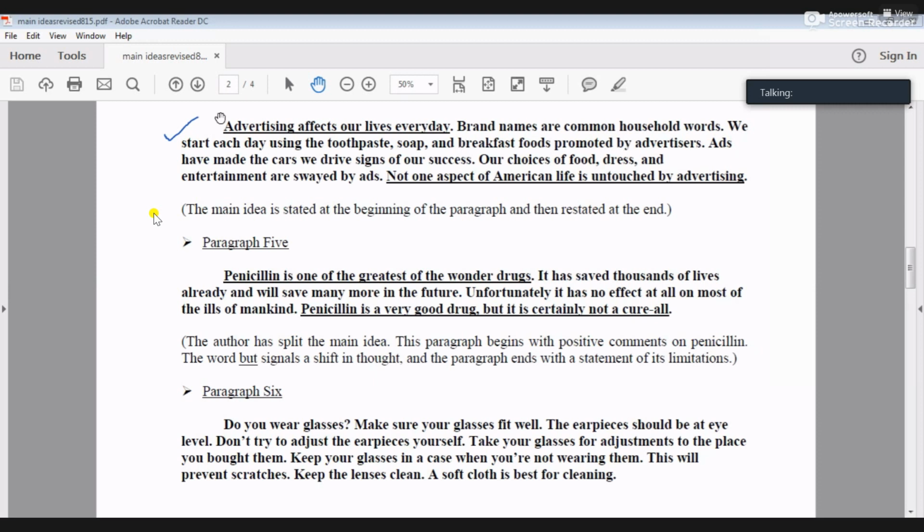Next, ads have made the cars we drive signs of success. Our choices of food, dress, and entertainment are influenced by ads. So we are influenced by ads. So not one aspect of American life is untouched by advertisement. So this sentence further supports this. This sentence supports this. So in fact, there are two topic sentences. So instead of one, you might have more than one topic sentence. Let's go into the next one here.